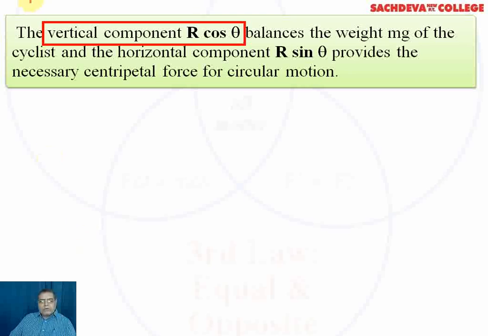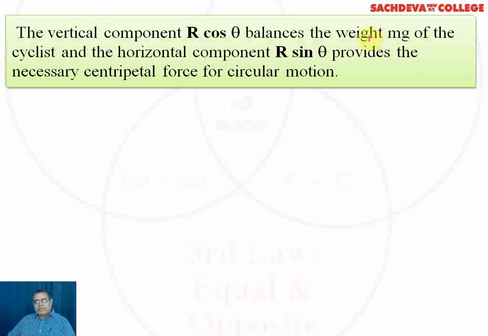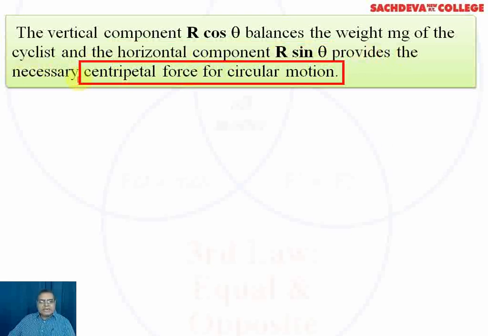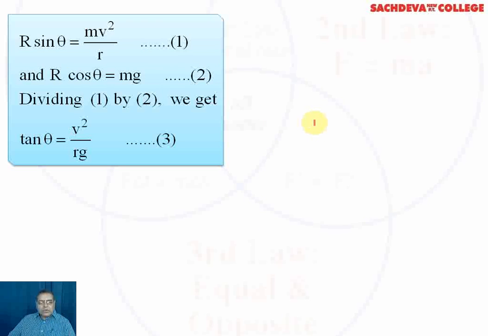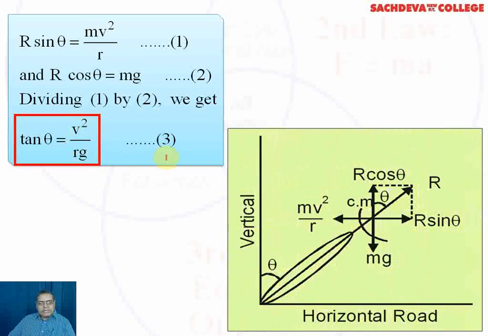So, the vertical component R cos theta balances the weight mg of the cyclist, and the horizontal component R sin theta provides the necessary centripetal force for circular motion. So, R sin theta will be equal to mv square over r. You can refer to the figure. R sin theta is mv square over r. R cos theta is mg. If we divide the two, we get v square over rg in terms of tan theta.